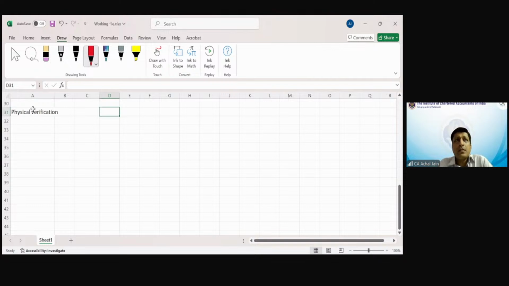Why? Because in some of the cases, you may have some sort of technical involvement. The nature of inventory could be such that you just can't go and count that inventory. For example, let's suppose there is coal. Similarly, let's suppose there is oil. Let's suppose there is steel. Now, if that is available in its raw form, how do you go and count it?